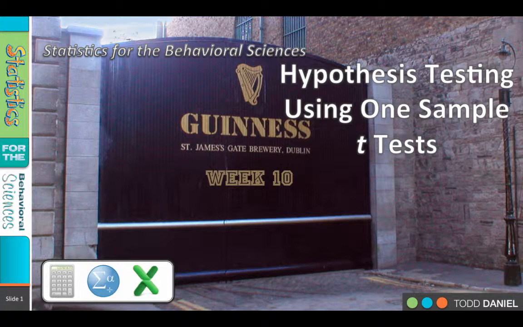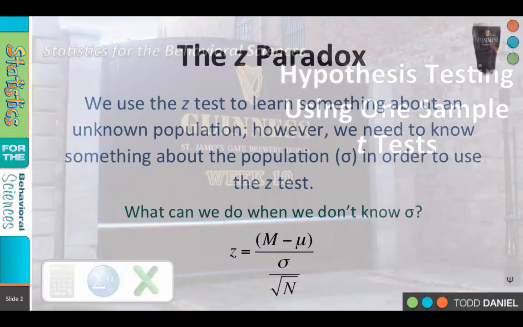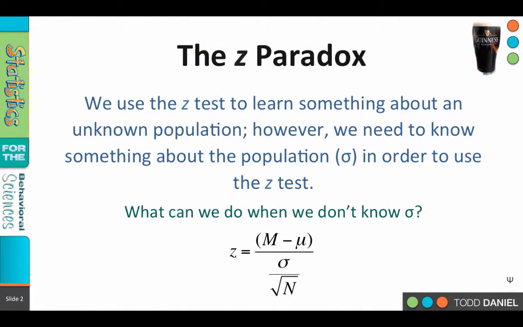Todd Daniel. And this week, we're going to be talking about hypothesis testing using one-sample t-tests. And I'll be explaining why we're looking at a picture of St. James's Gate in Dublin, Ireland, the home of the Guinness Brewing Company. And it all has to do with a story that goes back to the beginnings of statistics. Let me tell it this way.